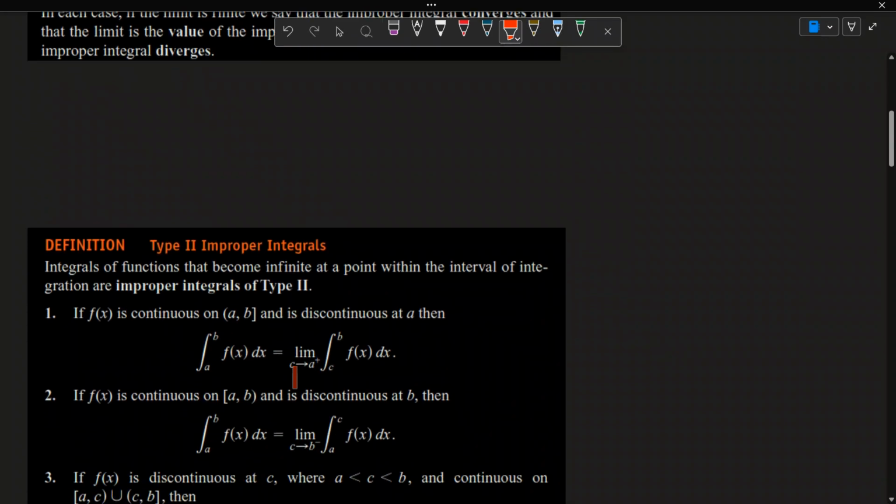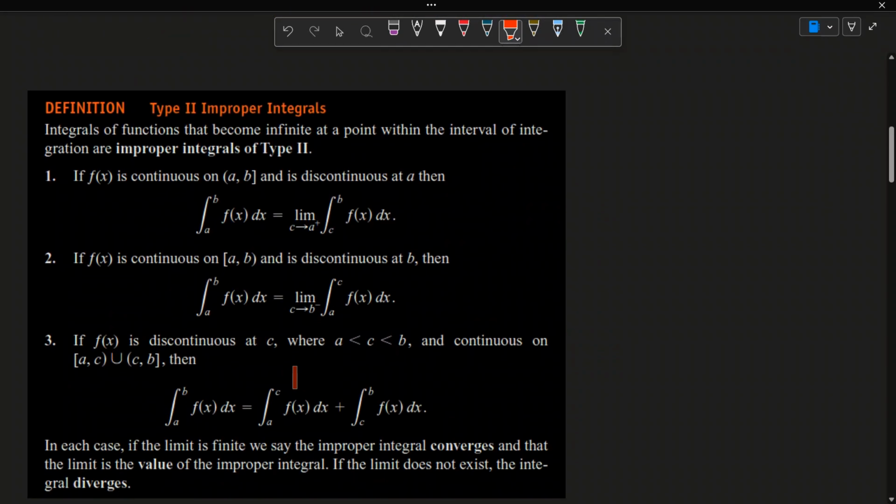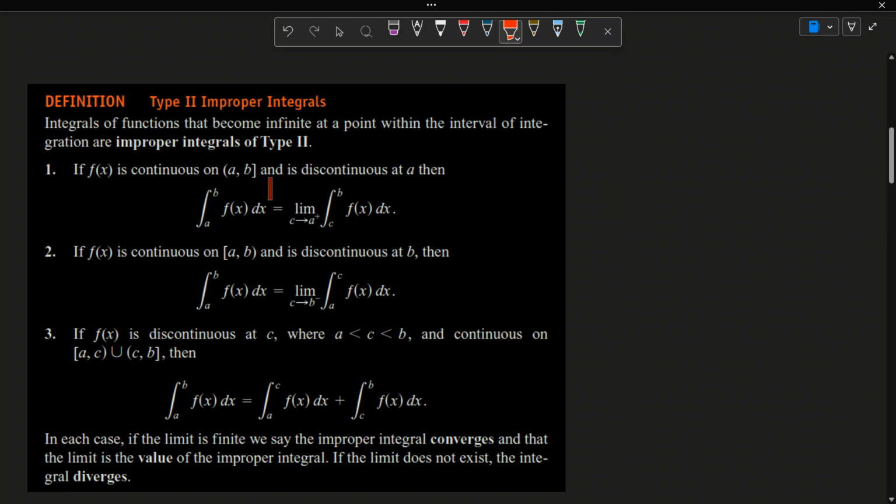The type 2 improper integral is the case that the limits are finite, a to b, these are finite. f of x is continuous over the half open interval a and b. It means that it is not continuous at one of the limits of the integral, at a or b.